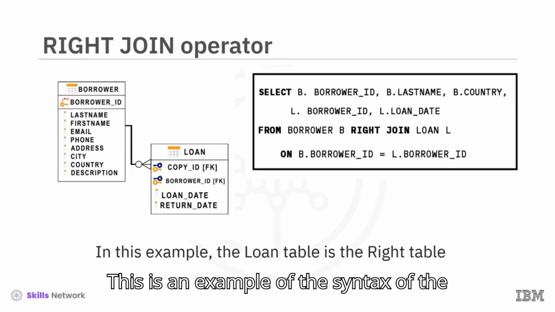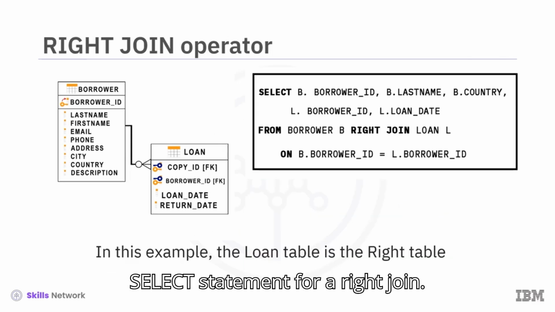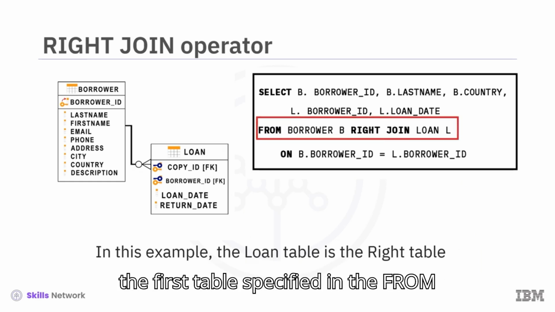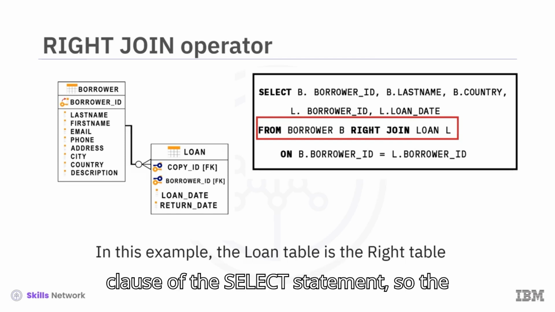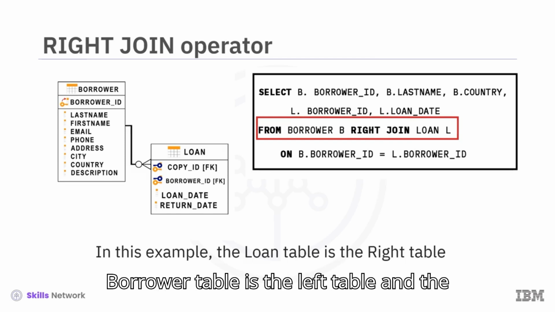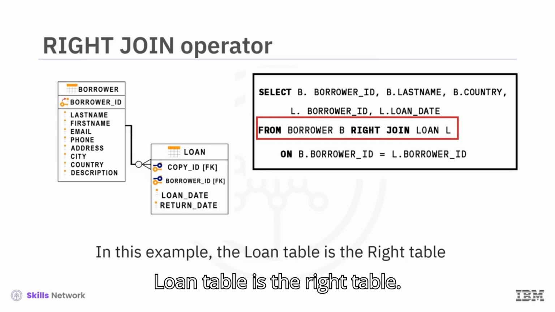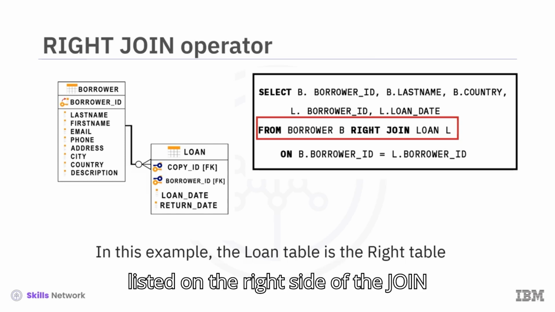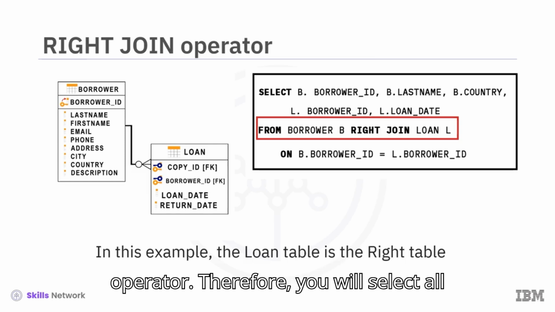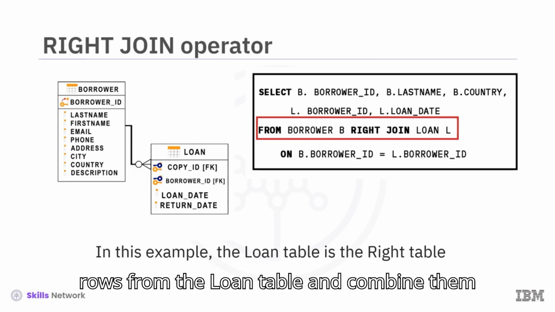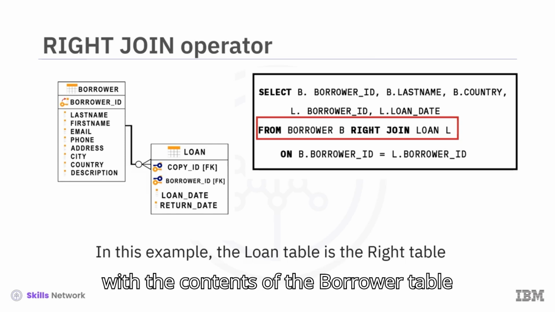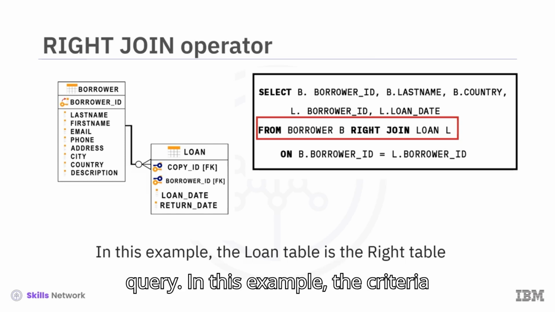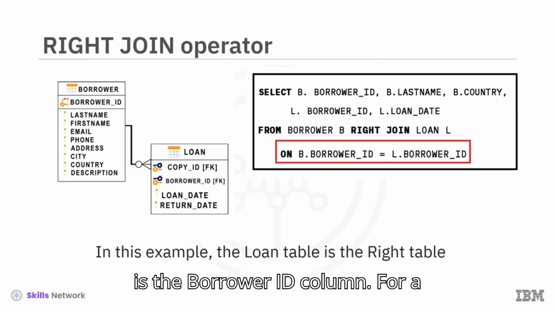This is an example of the syntax of the select statement for a right join. In this example, the borrower table is the first table specified in the from clause of the select statement, so the borrower table is the left table and the loan table is the right table. In the from clause, the loan table is listed on the right side of the join operator. Therefore, you will select all rows from the loan table and combine them with the contents of the borrower table based on the criteria specified in the query. In this example, the criteria is the borrower ID column.